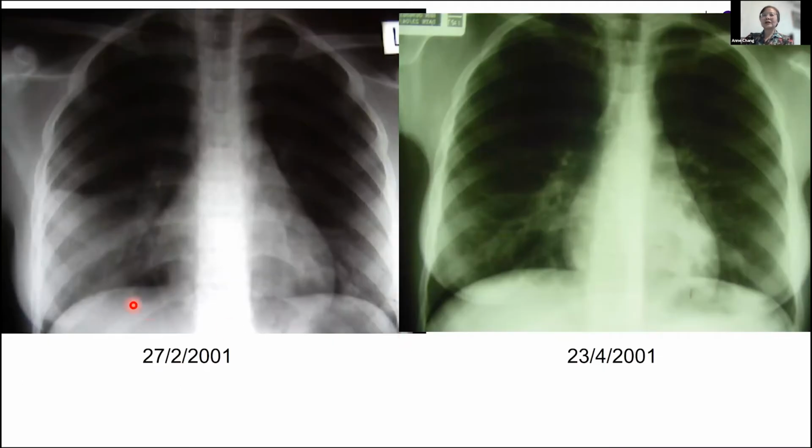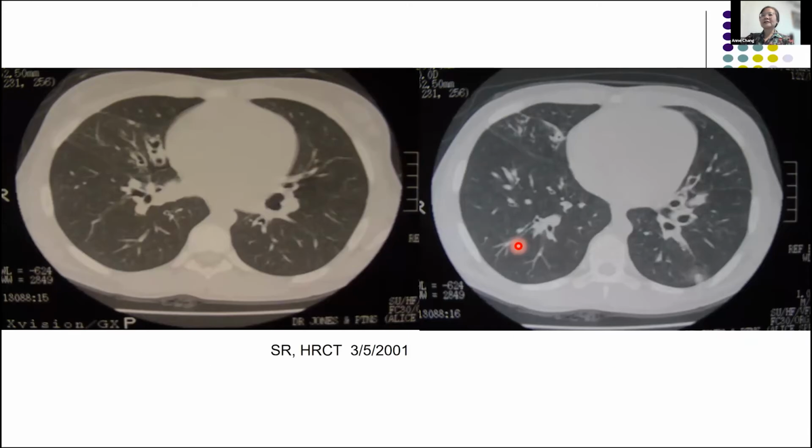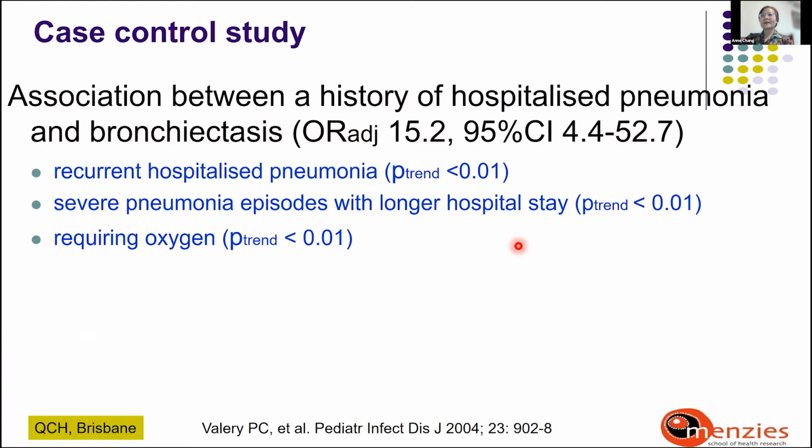This particular child came in with pneumonia there. 2 months later, we repeated the X-ray, and there was no pneumonia. This child didn't have any bronchiectasis diagnosis pre-admission, and this is the child's CT scan. You can see clear-cut bronchiectasis in this particular child. So bronchiectasis is known to be a consequence of pneumonia.